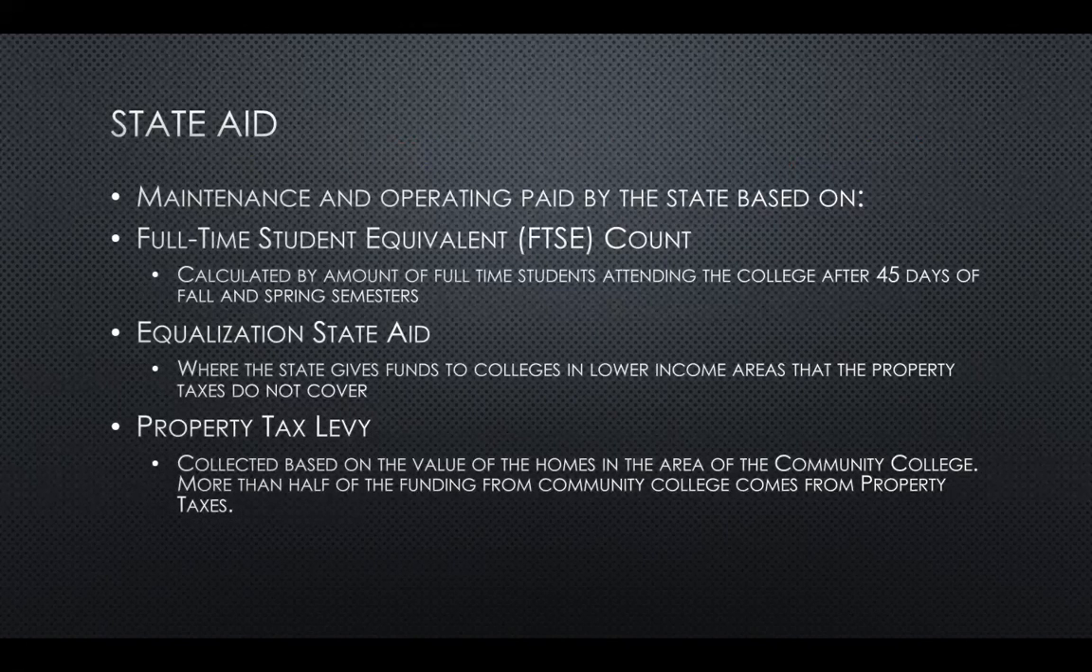Equalization state aid. This is where the state gives funds to colleges in lower income areas that the property taxes do not cover. So if they're in a lower income area, they don't have as high a value of homes. So basically the state will give the value of what the college needs to supplement what they're not getting from the property tax of the lower income area.